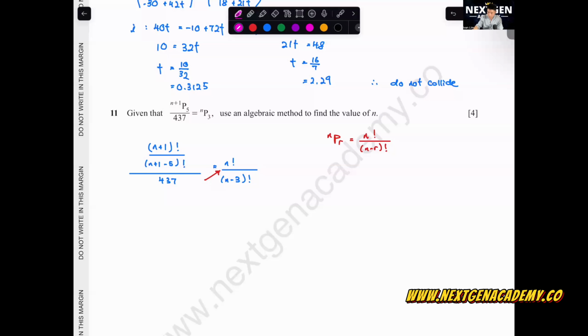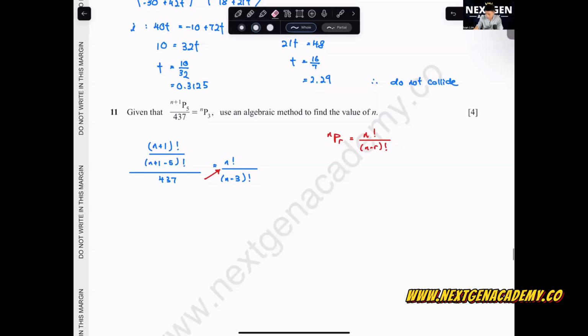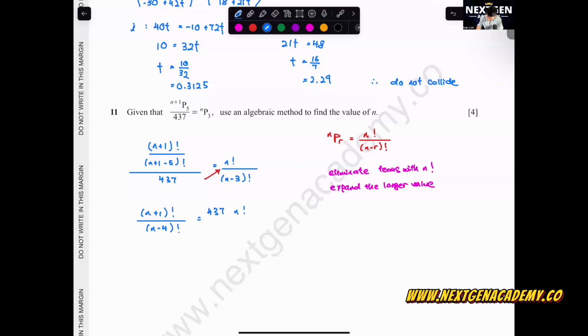Okay, the key thing over here, remember, for us to simplify, you expand the bigger N factorial. Our goal here is to eliminate N terms with N factorial, expand the larger value. So we got (N+1)! over (N-4)! equals 437 N! over (N-3)!. Okay, we just focus on the factorials first, don't care about the 437.